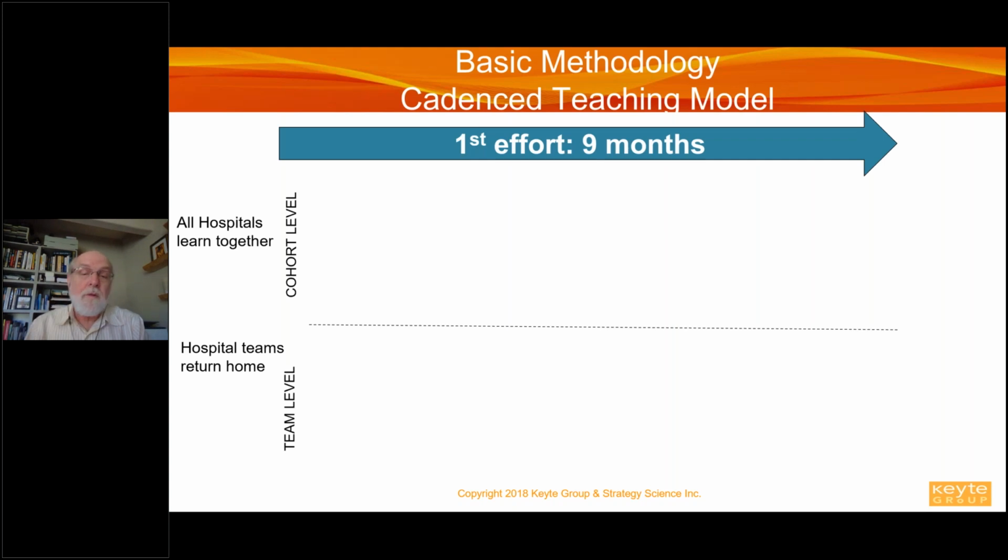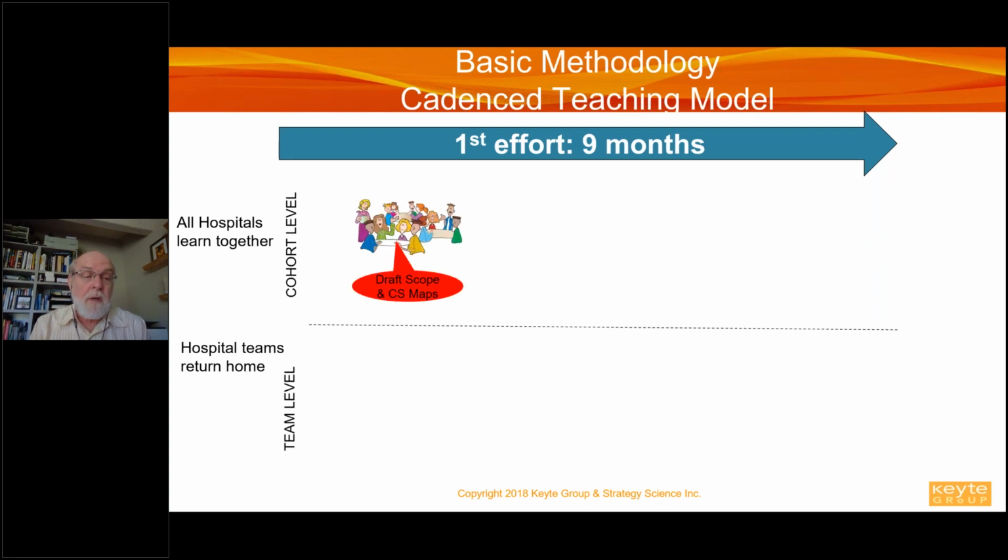First, the effort was over nine months. We didn't have any idea what the length of time should be. So we picked one meeting a month at the cohort level, and we had nine meetings. So it was nine months. We've since taken the same model and reduced it to three to six months, depending on the situation. But we started out with nine because we didn't know any better. And here's how we did it.